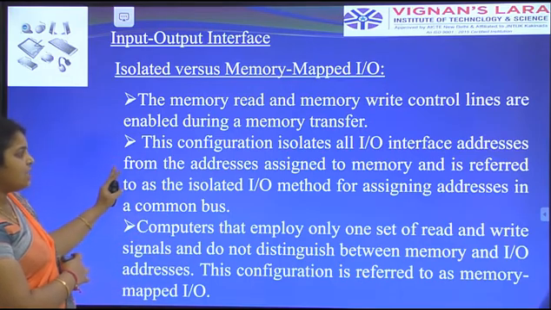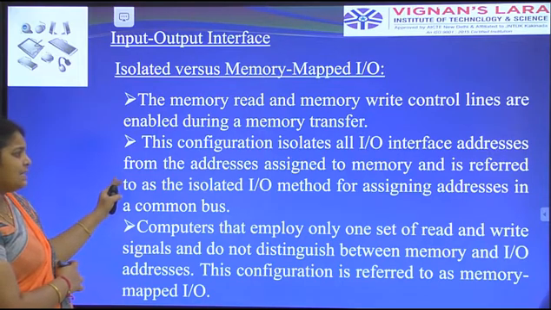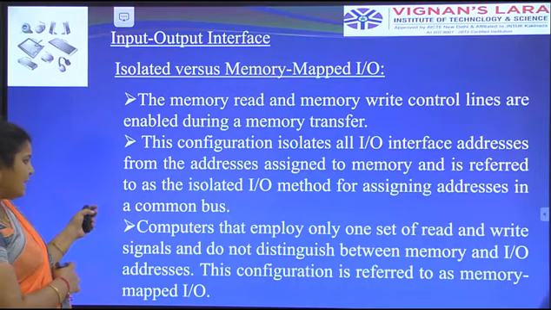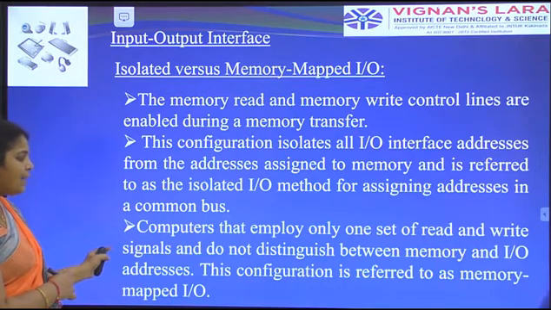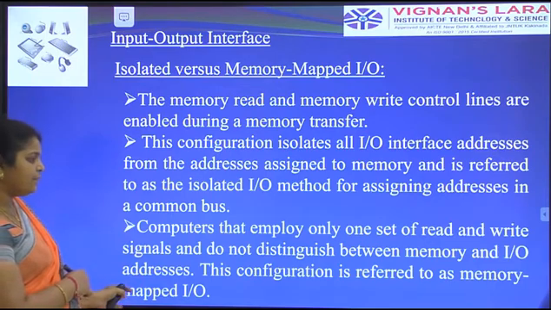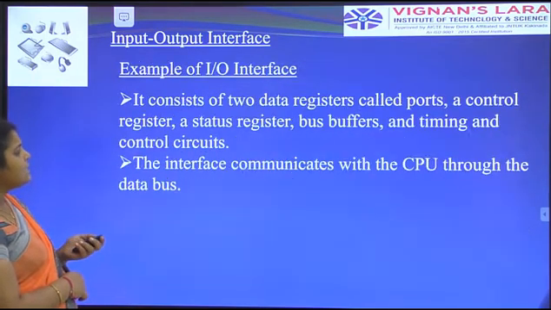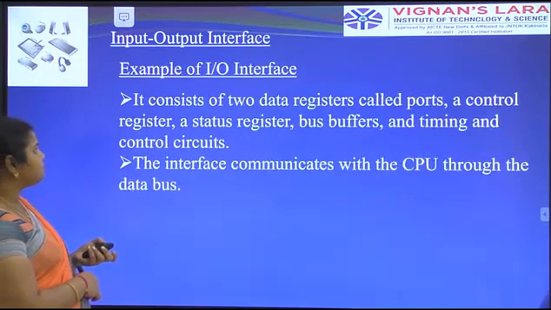In this configuration, the IO interface address is assigned in memory, and these two isolated IO methods are for assigning the address in the common bus. A computer that employs only one set of read and write signals and does not distinguish between memory and IO address. This is nothing but isolated IO versus memory mapped IO.